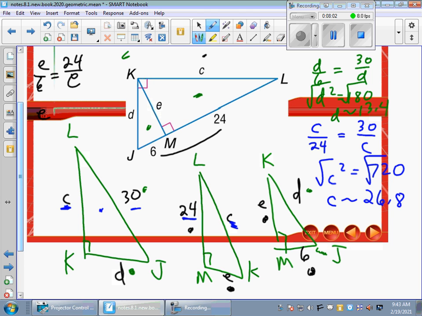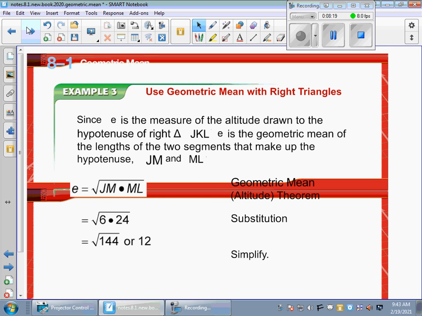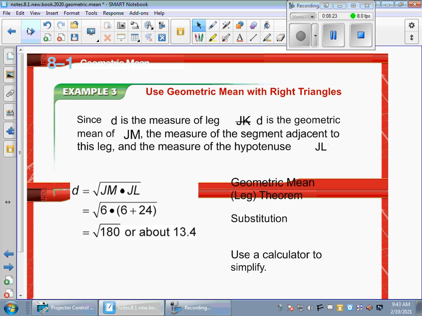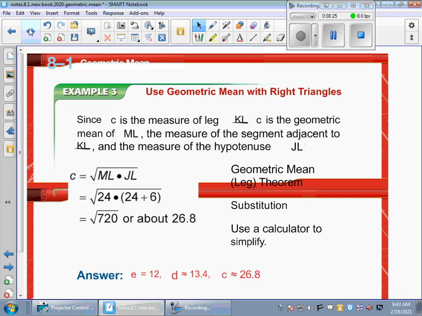So then I get E squared. I know it's hard to see there. And 24 times 6 is going to give me 144. So the square root of both of those, E equals 12. So that's how you set it up. That's how you solve. And then I have all the work here to do the exact same thing, just kind of show you how we got those. But there you go, final answer.